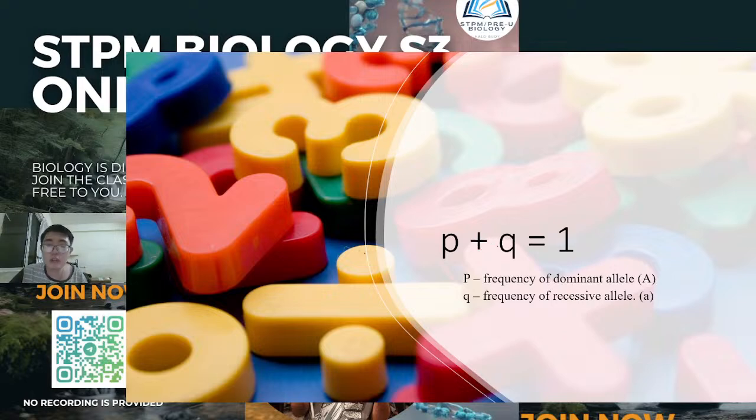One of the equations is p plus q equals 1. Very easy. Memorize. p plus q equals 1. I think it is easy, right? p plus q equals 1. What is p? p is the frequency of the dominant allele, and q is the frequency of the recessive allele.